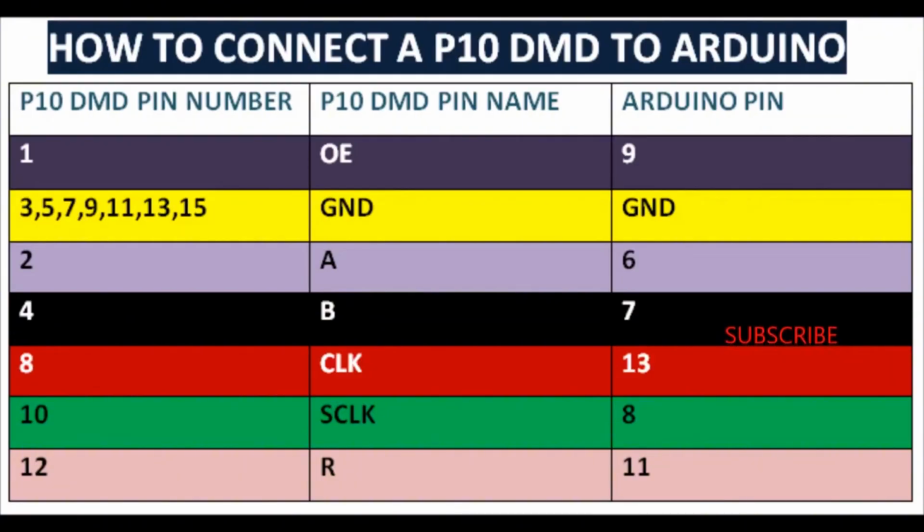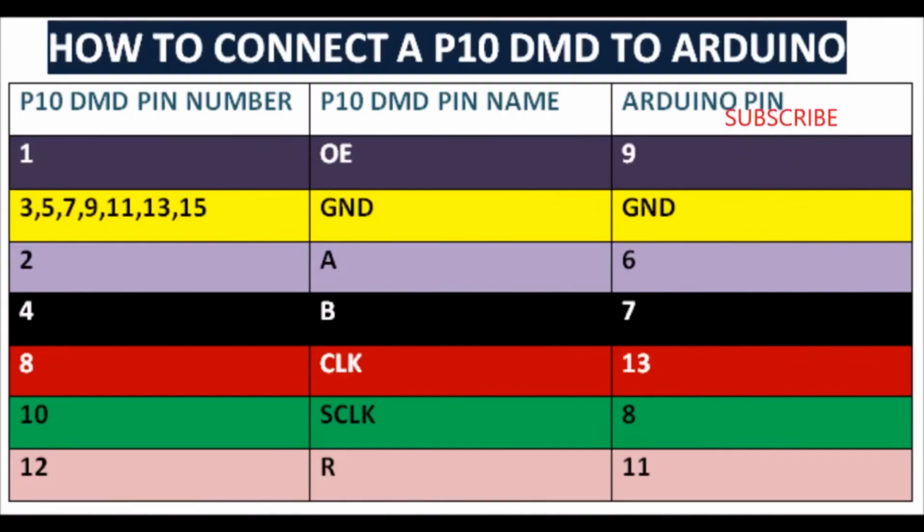Connect pin 1 of the P10 DMD to pin 9 of the Arduino board. Then connect pin 3 or pin 5 or pin 7, pin 9, 11, 13 or 15 of the P10 DMD to the ground pin of the Arduino board. Also connect pin 2 of the P10 to pin 6 of the Arduino board, and connect pin 4 of the P10 DMD to pin 7 of the Arduino board.